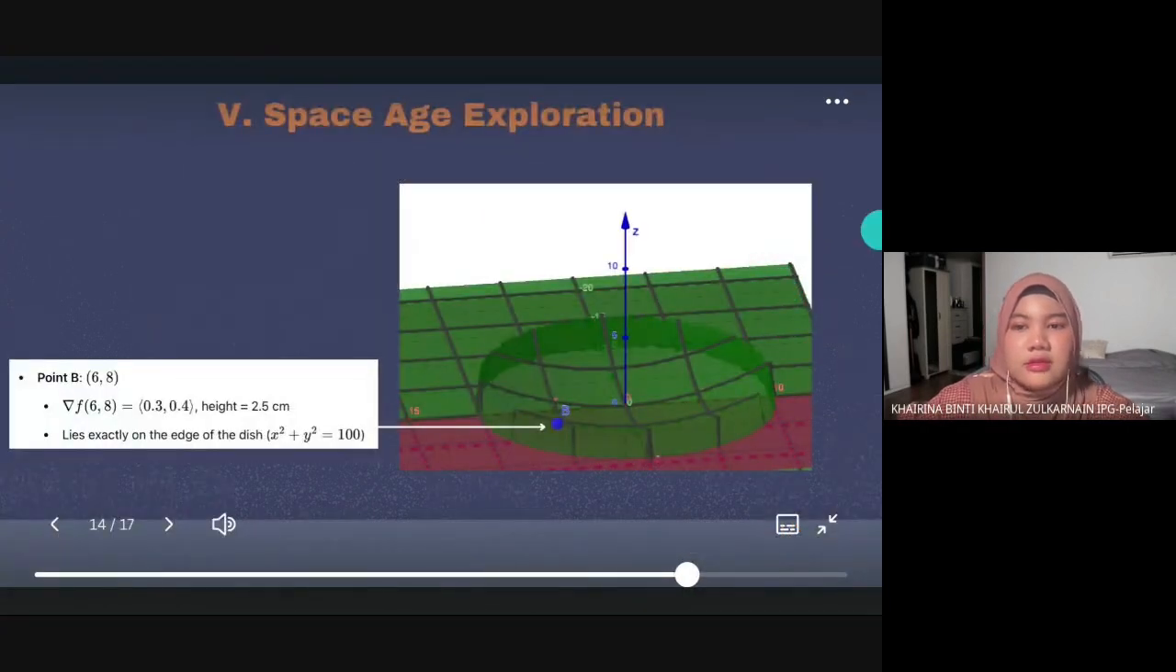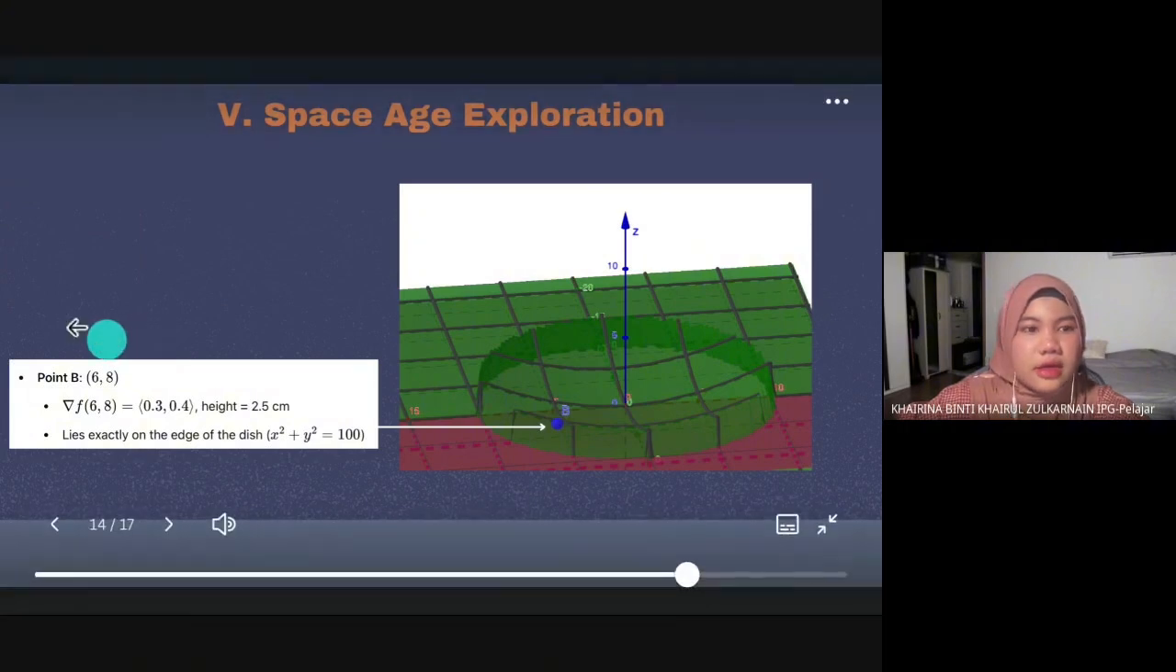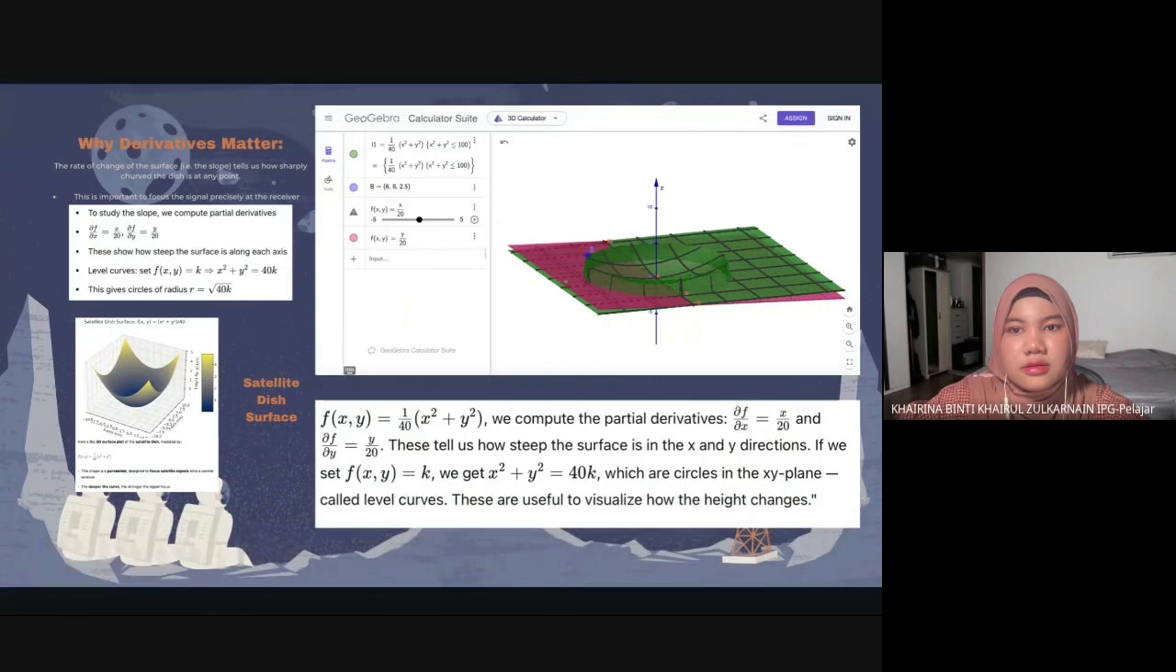Okay, so for this part, back to the before. This one will help engineers to visualize how to shape the dish at every point.